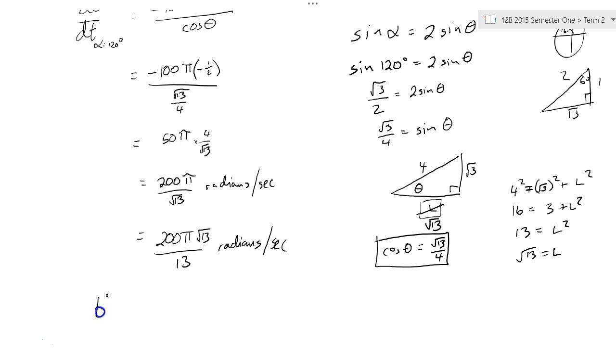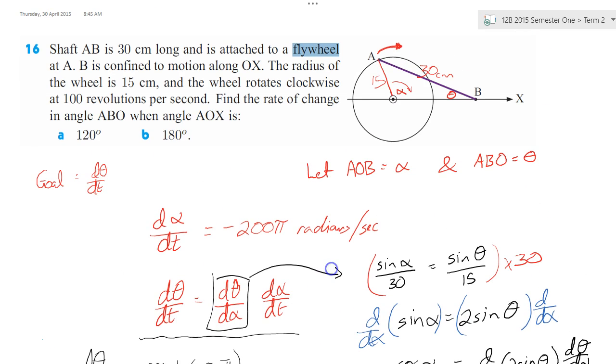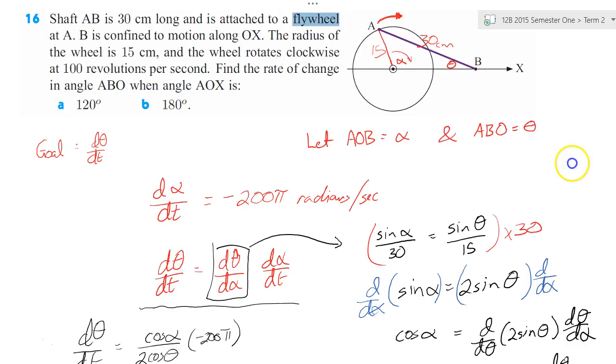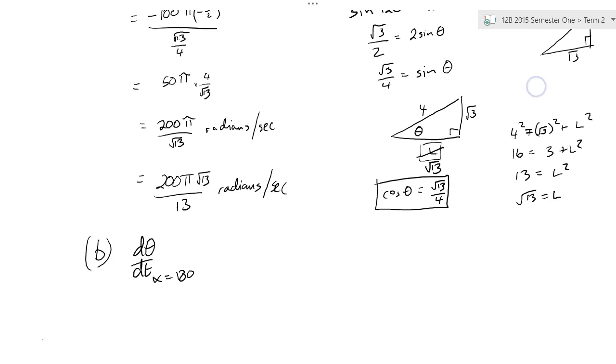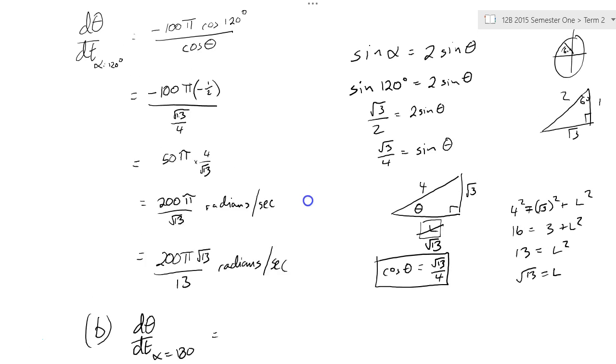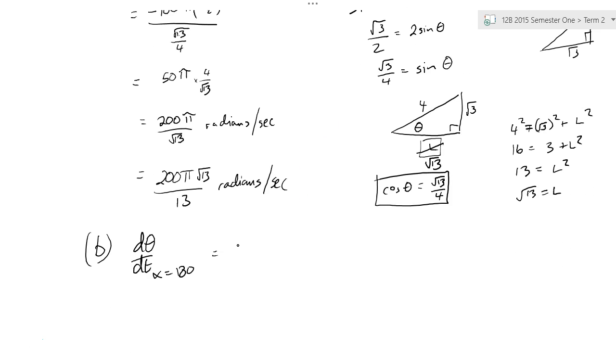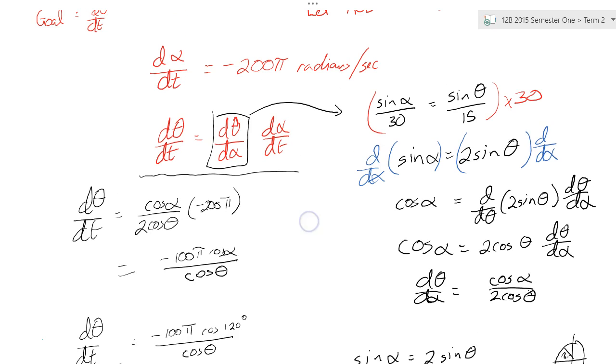Part B, nice and easy. What happens when we need d theta dt and alpha is equal to 180 degrees? Well, if you have a look at the diagram, when alpha is 180 degrees, when alpha is around there, theta is going to be 0. That's actually going to be really easy to calculate. So we're going to have, where's my expression again, negative 100 pi cosine alpha divided by cosine theta.